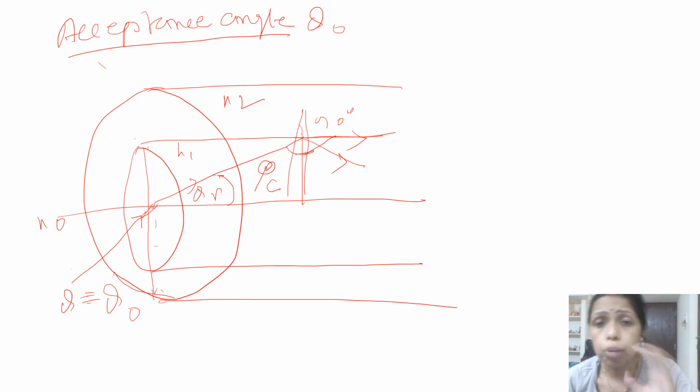That means, normally, there is a term I forgot to tell. Normally the refractive index is c by v, the velocity of light in air divided by the velocity of light in the medium.